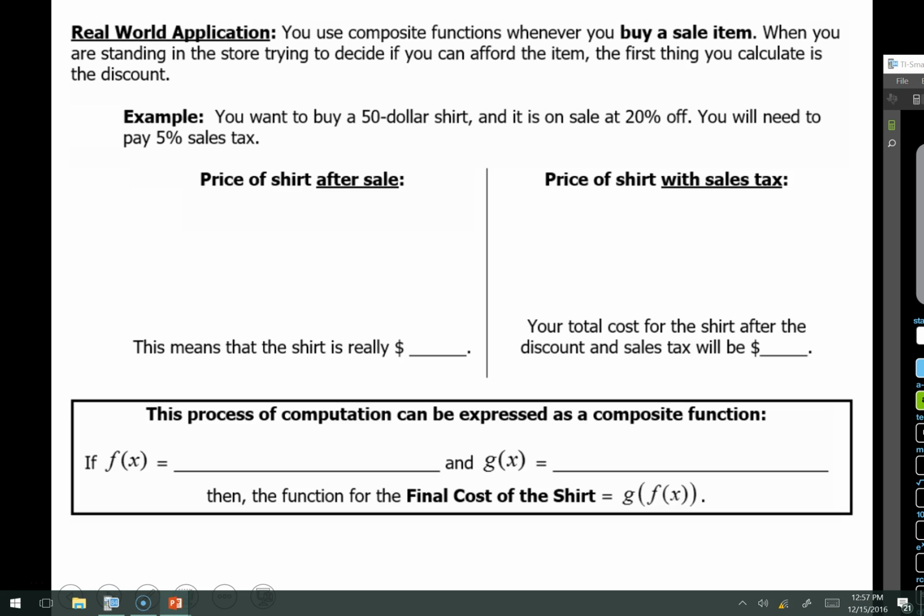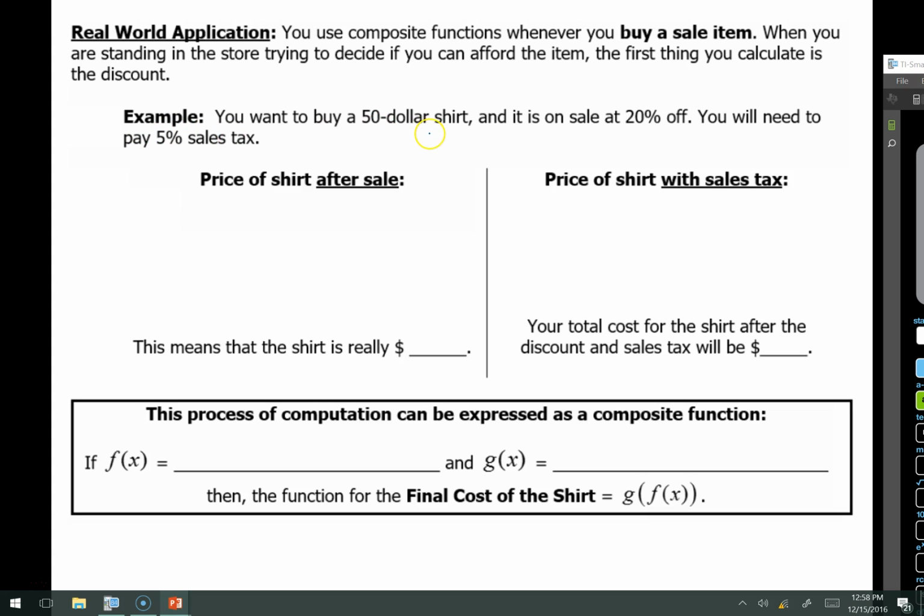Okay, so let's talk about a real-world application, because your head might be spinning a little bit with why on earth are we sticking functions into other functions and that kind of thing. The crazy thing is that if you are one of those shoppers who tries to calculate how much something costs before you get up to the cash register, if it's on sale, you are doing the composition of functions without even really realizing it. Whenever you buy a sale item and you try to figure out if you want to pay however much it actually costs, or calculate do you have enough money to buy it now that it's on sale, you're doing composition. So let's look at an example.